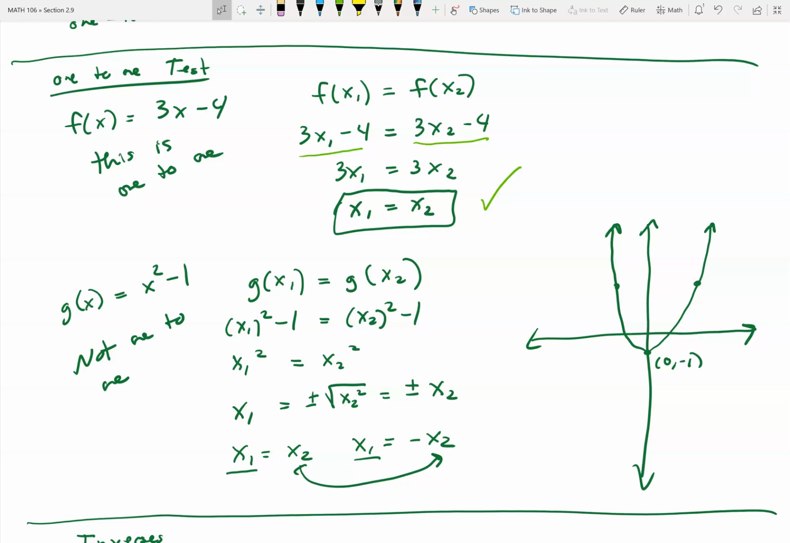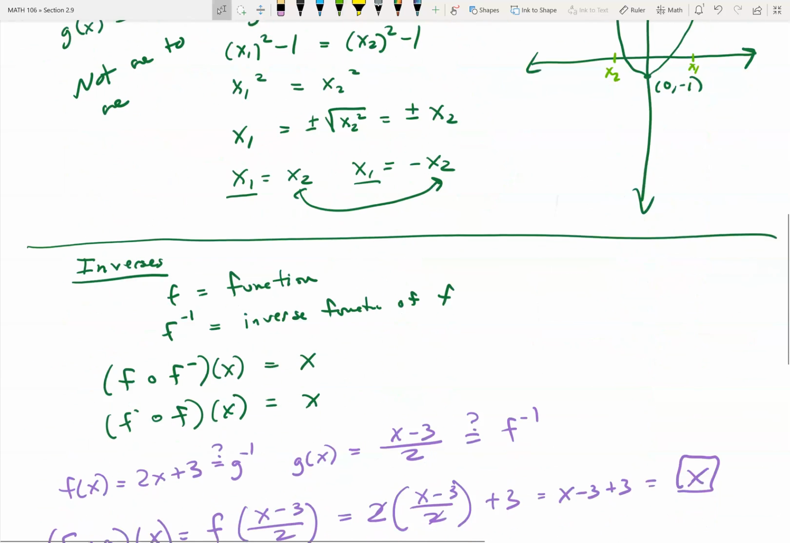So I gave you another example. g of x equals x squared minus 1. We plug in x1 and x2 into the function. So you see that we have x1 squared minus 1, x2 squared minus 1. And I ended up solving for x1 and saw that x1 has two solutions, meaning x1 does not have a unique y value because there's two of them. And I graphed it there to show you that it's a parabola. And of course, right here and right here, we call that x2, x1, has the same y value, not one-to-one.